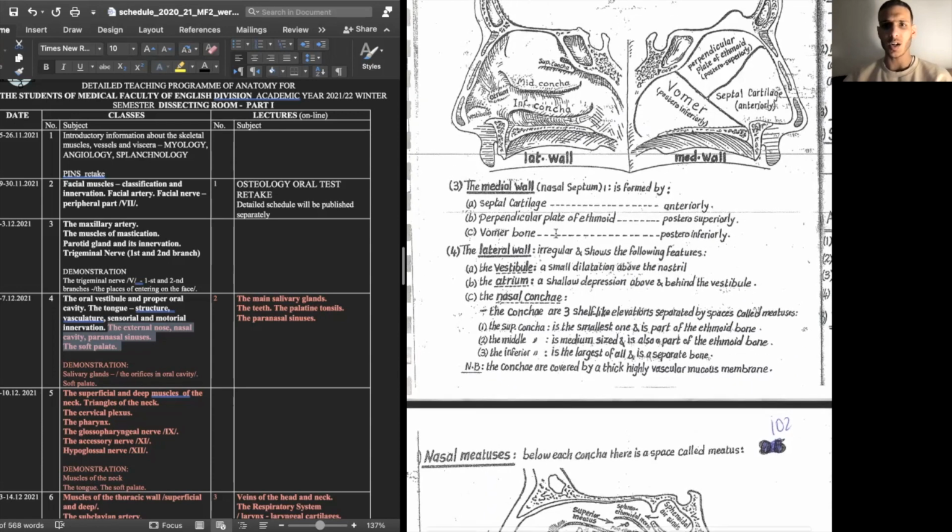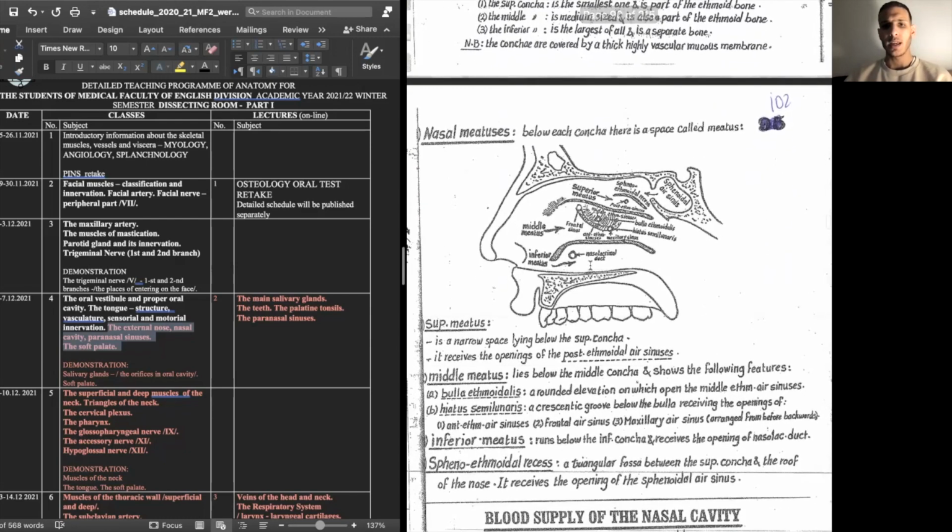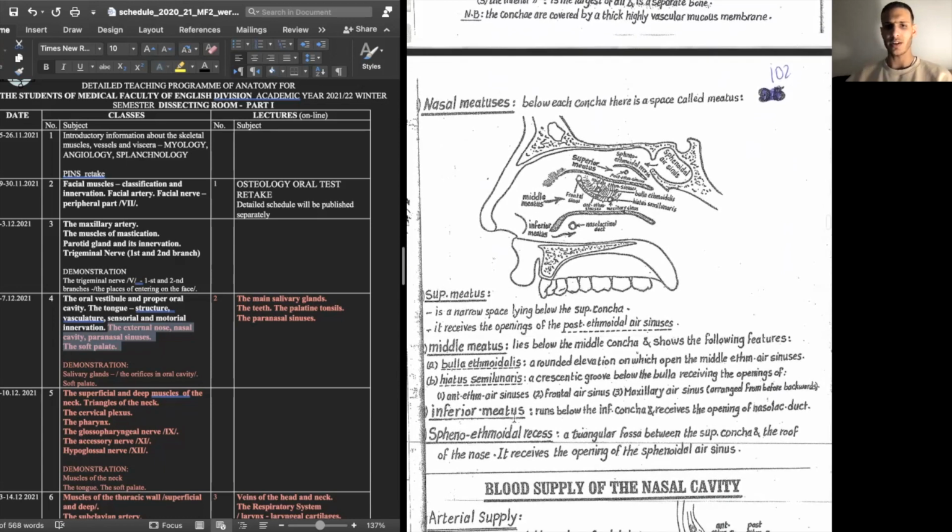Nasal meatuses are just the spaces within and between the conchae. The superior meatus is between the superior and middle conchae. The middle meatus is between the middle and inferior conchae, and the inferior meatus is below the inferior concha. Just to revise again, the superior meatus is a narrow space lying below the superior concha. It receives the openings of the posterior ethmoidal air sinuses.